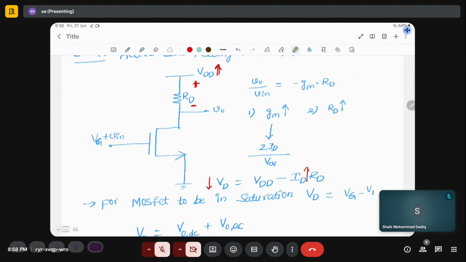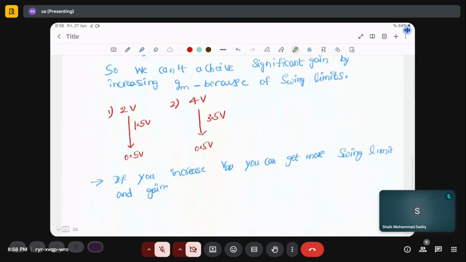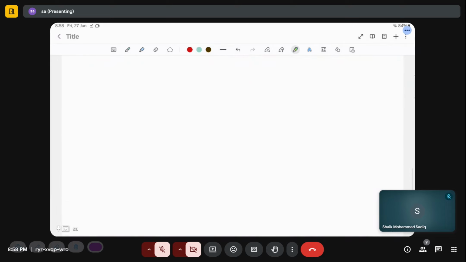That's what I'm trying to tell. But we can't increase VDD as much as we want. VDD has a limitation on it. So we need an alternative solution to this. The other solution for this is active loads.